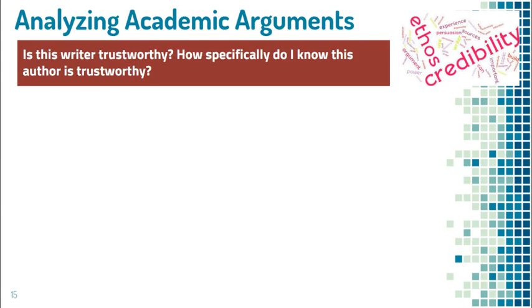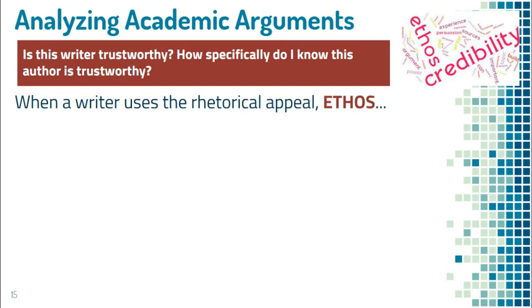When writers use ethos, consider the following to determine how ethos is used and whether or not the use of the rhetorical strategy is effective. A writer may refer to their own knowledge or experience. If a writer does this, ask, is the information relevant in advancing the writer's claim? Does it make the writer more credible for the particular argument he or she is making?